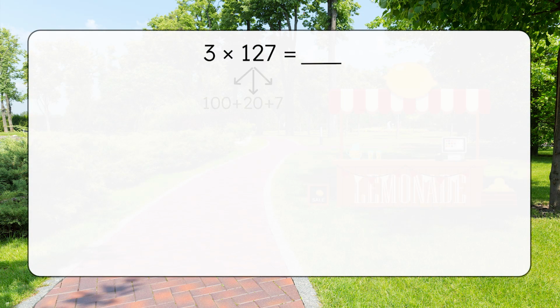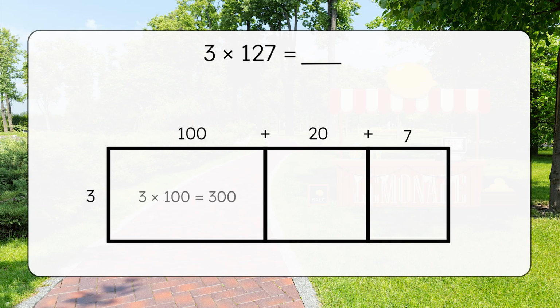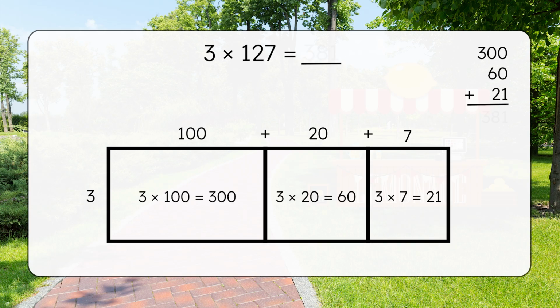127 is 100 plus 20 plus 7. So our area model will have 3 sections. One for hundreds, one for tens, and one for ones. We're still multiplying by 3, so 3 times 100 equals 300, 3 times 20 equals 60, and 3 times 7 equals 21. Add them together, and the product is 381.